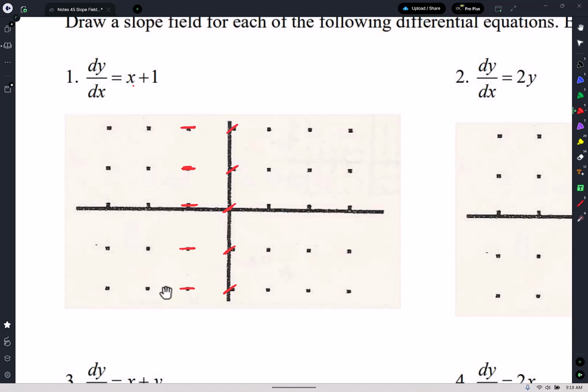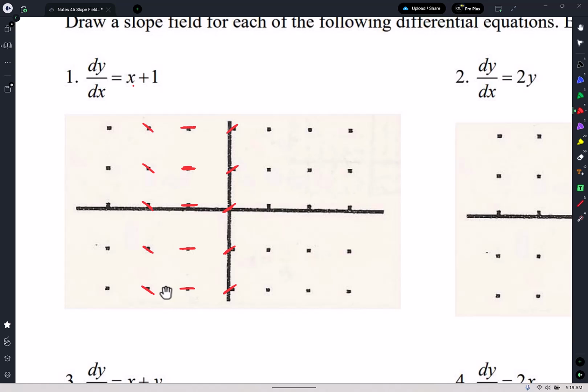Do you guys see what's going on? No? All I did was -1 plus 1, and that's 0, and dy dx is slope, so I just draw a little segment with a slope of 0. At -2, that's -2, 0. -2 plus 1 is -1. So you just draw a little slope of -1. Doesn't have to be perfect. -1, -1, -1, -1, -1.